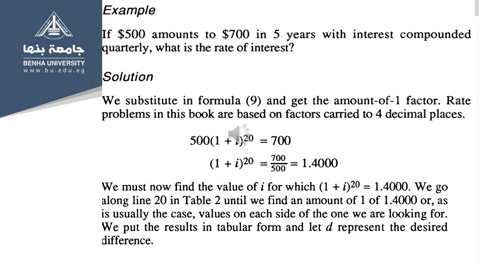We must now find the value of i for which (1 plus i) to the power 20 equals 1.4. We go along line 20 in table 2 until we find an amount of 1 equal to 1.4, or as is usually the case, values on each side of the one we are looking for. We put the result in tabular form and let the unknown represent the desired difference. You can solve by the difference method, or you can use the logarithm method. It is the easiest way to take the logarithm of both sides. You can read this in section 3.20 in your book.